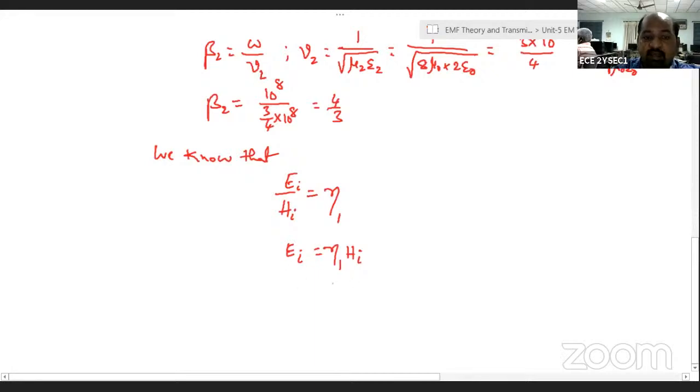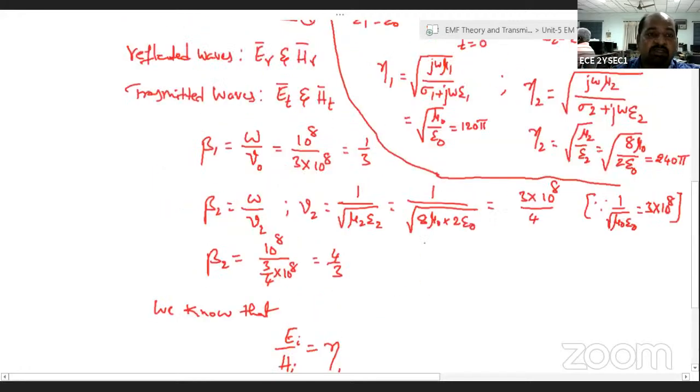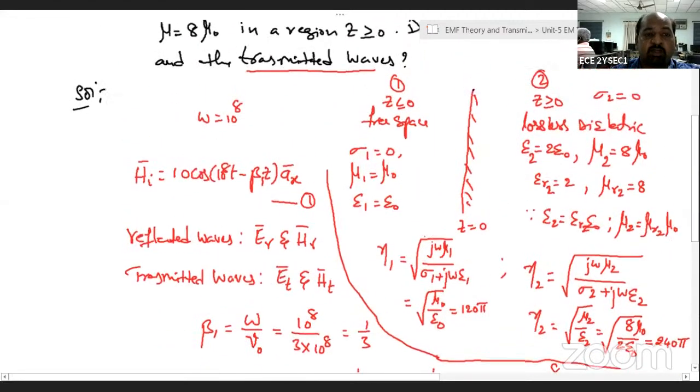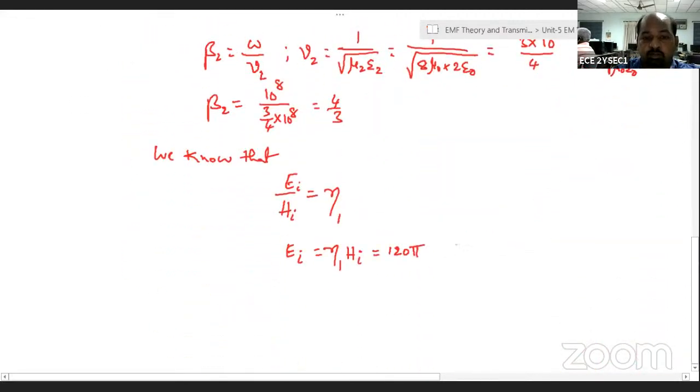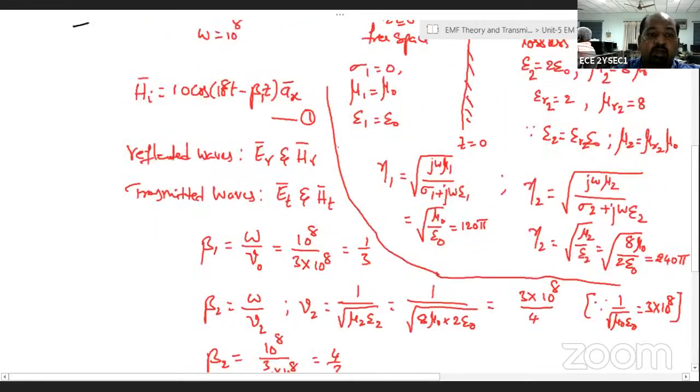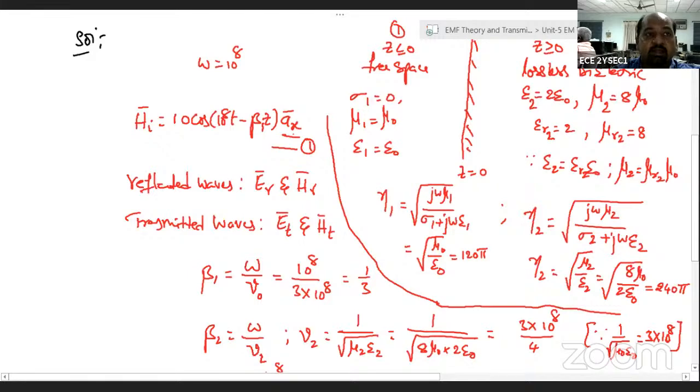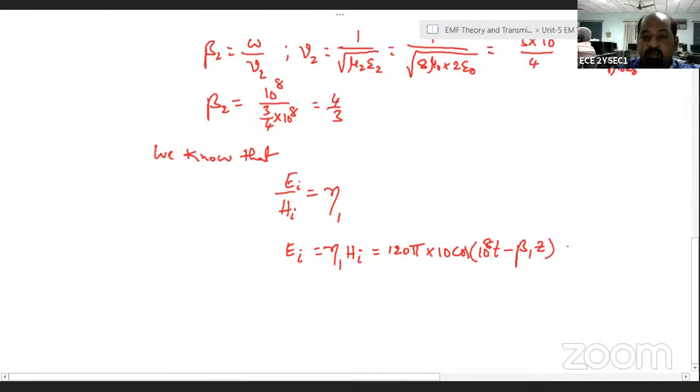So therefore Ei is equal to eta 1 times Hi. Eta 1 is 120 pi, and what is Hi? Hi is equal to 10 cos(10^8 t minus beta 1 z). Here what is the direction? Ax bar, right? So Ax bar, right? So is it true?